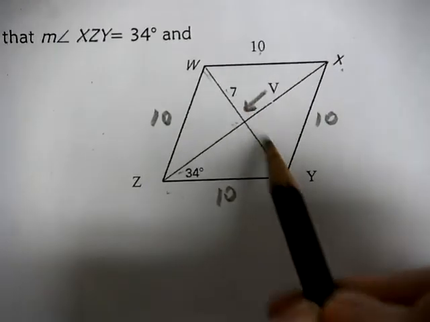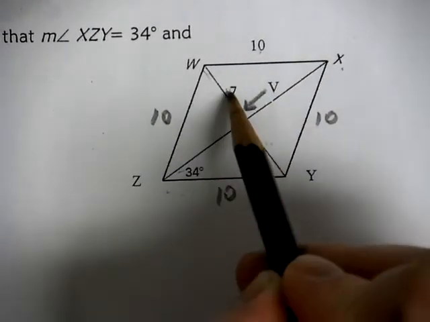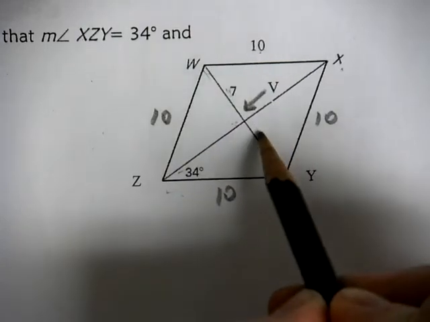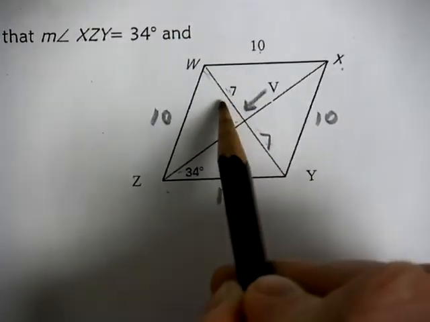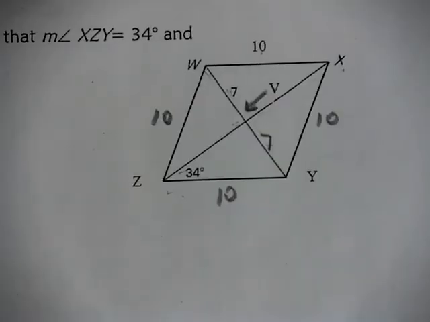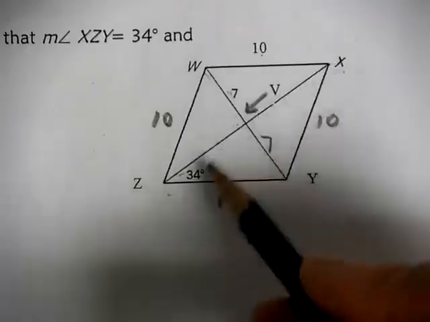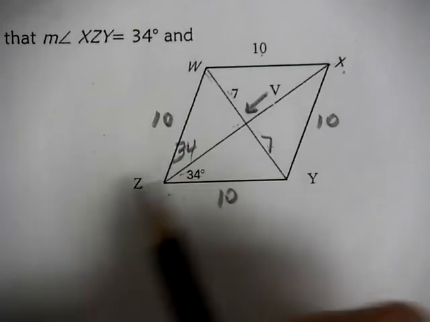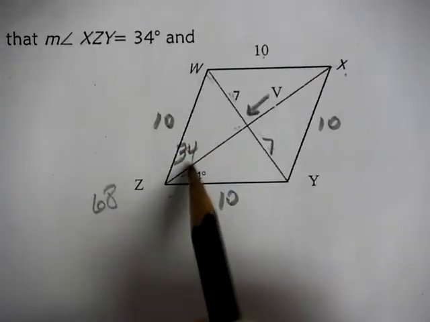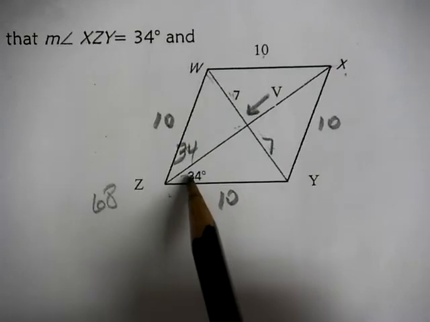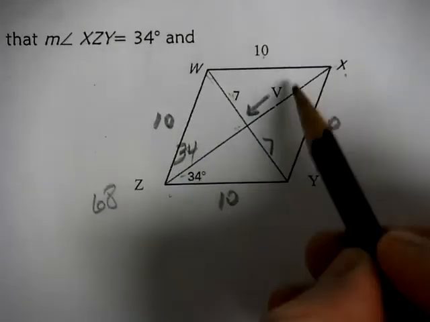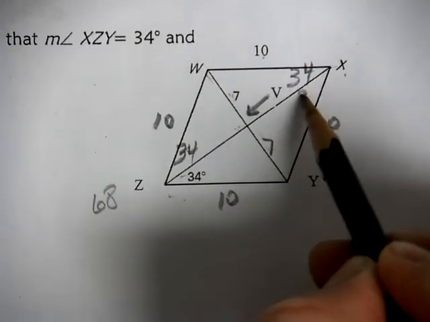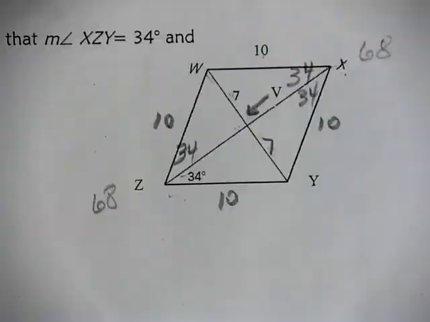We know that the diagonals bisect each other. So if it's 7 on one side, it has to be 7 on the other. We know that the diagonals are going to bisect this angle. This angle is going to be 68 degrees. So if that's 34, this has to be 34. That makes 68. And that's going to be the same on the other side. 34 and 34. That's 68 degrees.